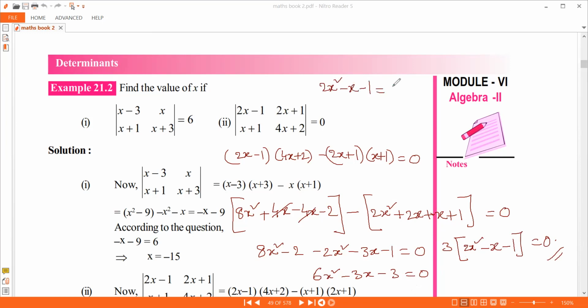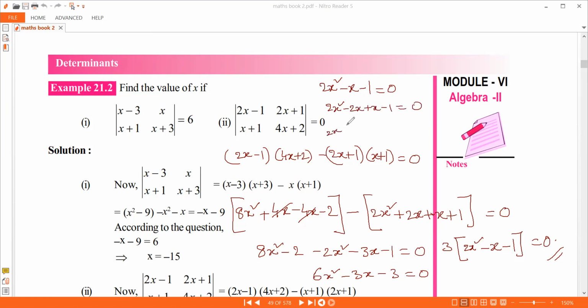2x² minus x minus 1 is equal to 0. This we can solve as a quadratic. The product should be minus 2, and you get minus 1. So it is 2x² minus 2x plus x minus 1. This is how you can solve this.